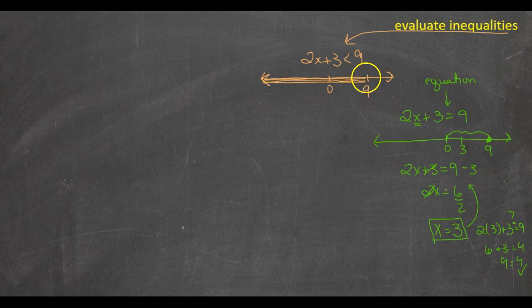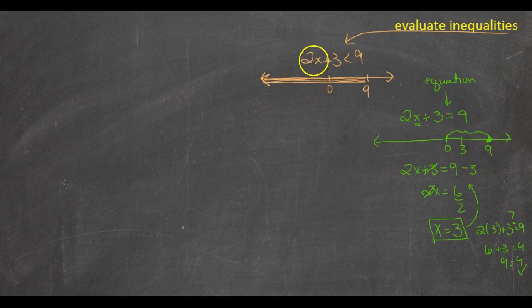I can't pick for this inequality, I'll never be able to actually pick x equals 3, because remember, x equals 3 made the left-hand side equal 9, and less than means that the number has to be smaller than 9. So I can't choose 3 ever. But what else am I not allowed to choose? Or more importantly, let's solve it to figure out what I'm allowed to choose.